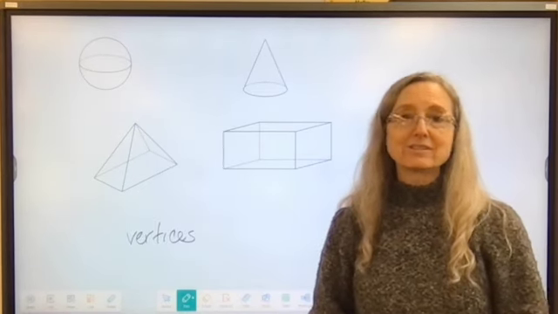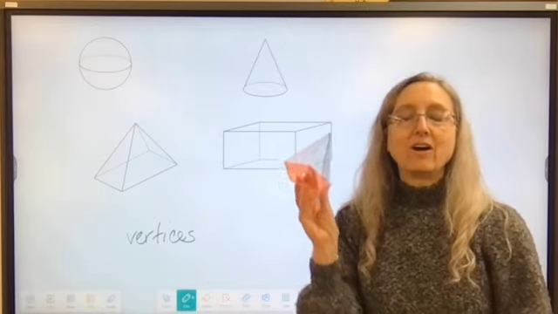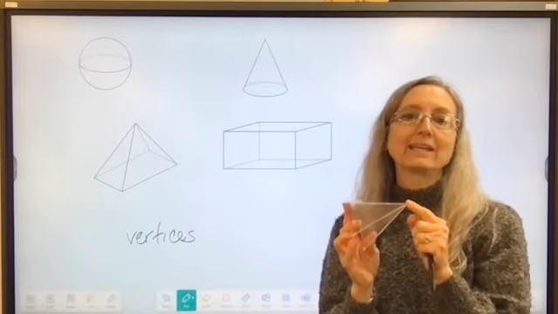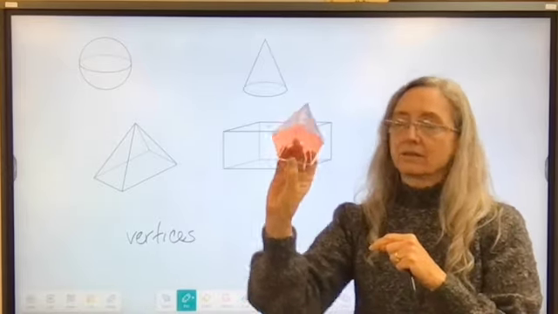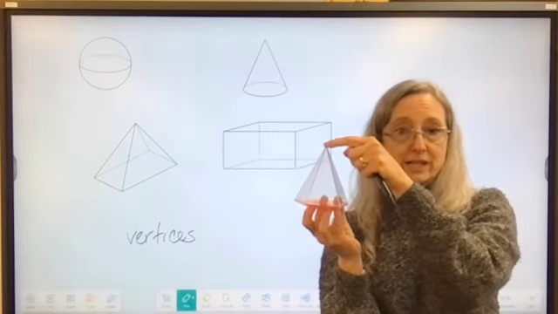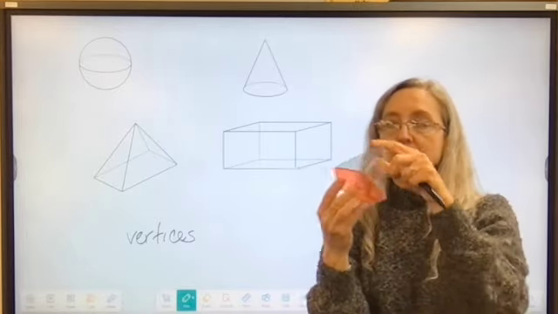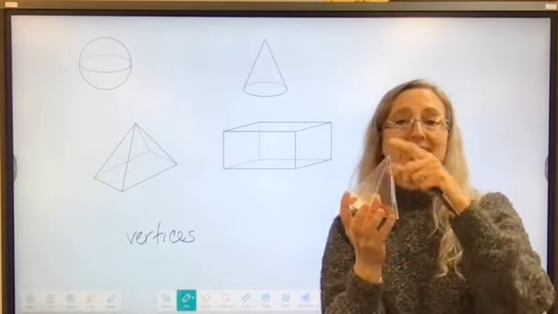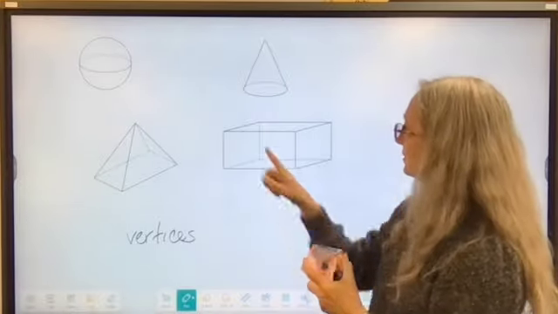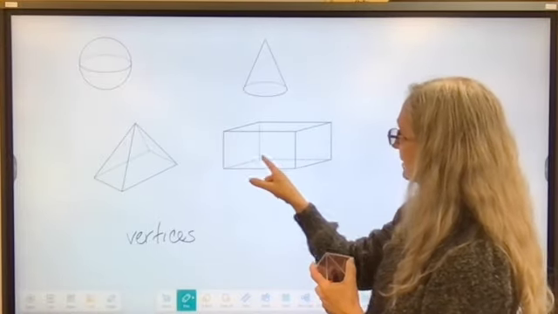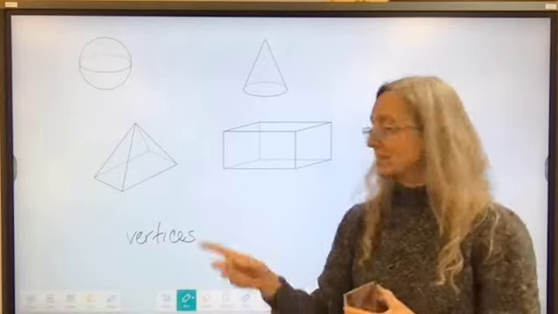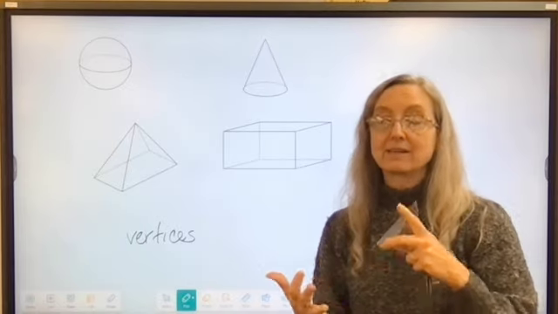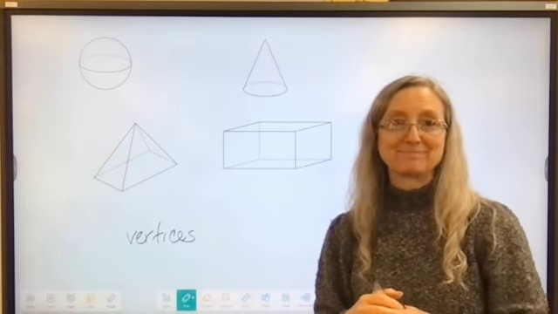And then the last part of a three-dimensional figure are the vertices. Each individual vertex is a single point where the edges meet. So this pyramid has a vertex on the top, and then it has each of these around the base. So this one has 1, 2, 3, 4, 5, 6 vertices. This one has 1, 2, 3, 4, 5, 6, 7, 8 vertices. This one has 5 vertices. So we have faces, edges, and vertices.